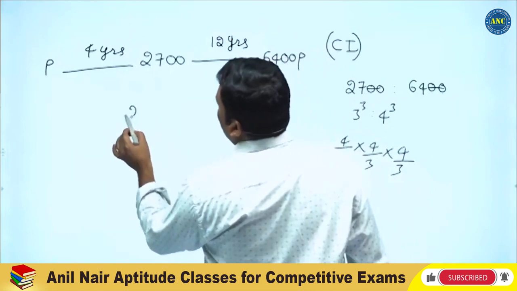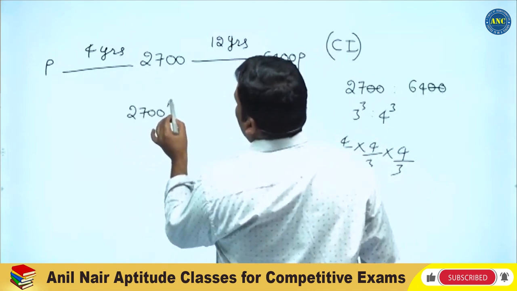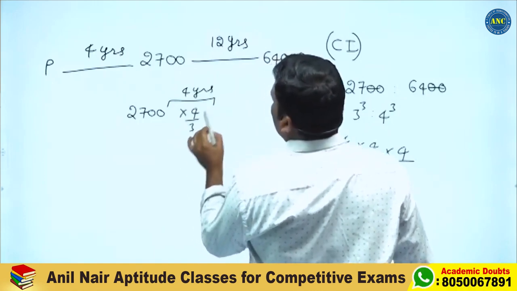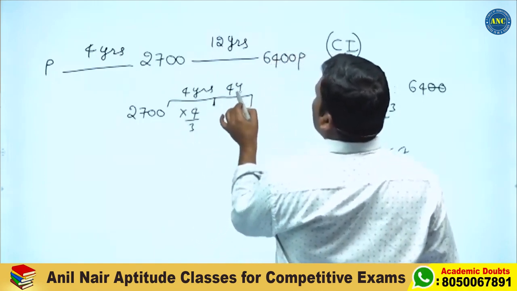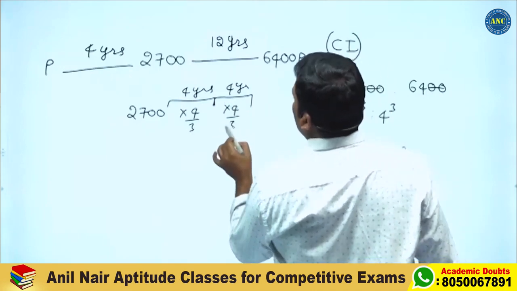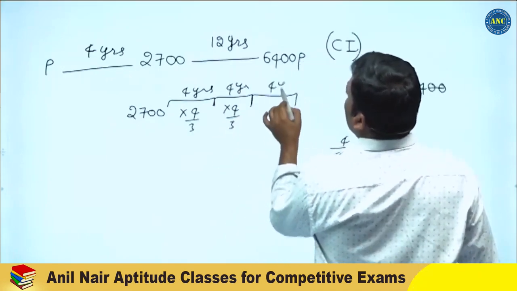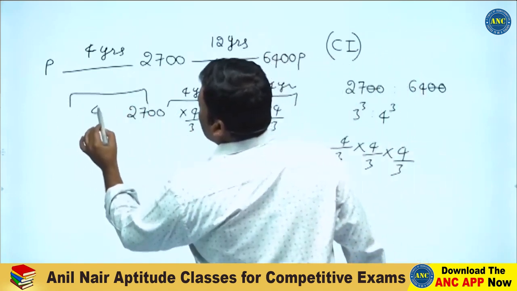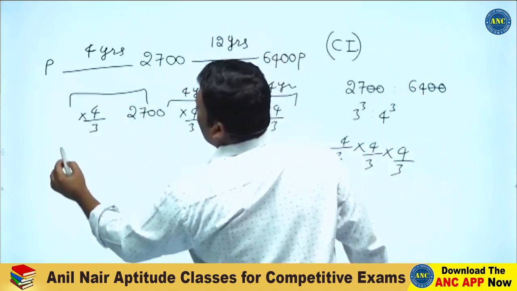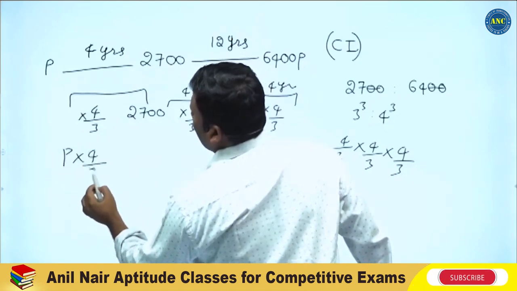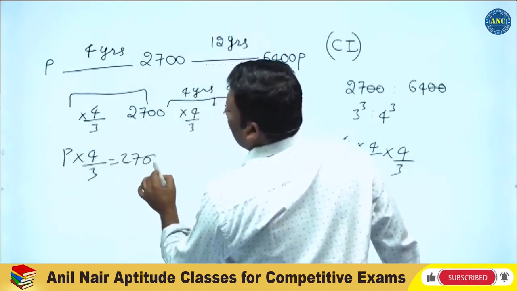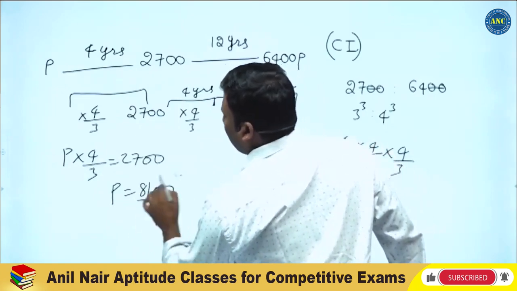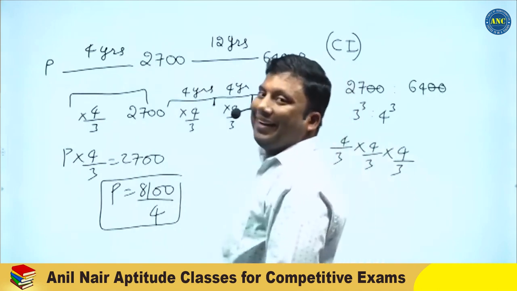That means 2,700 after 4 years, the scaling factor is 4 by 3. Again after 4 years, the scaling factor is 4 by 3. Again after 4 years, it is 4 by 3. So before 4 years, P into 4 by 3 is equivalent to 2,700. P will become 8100 by 4. I hope the idea is clear.